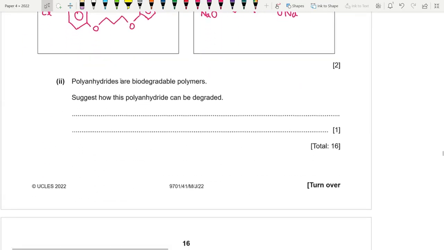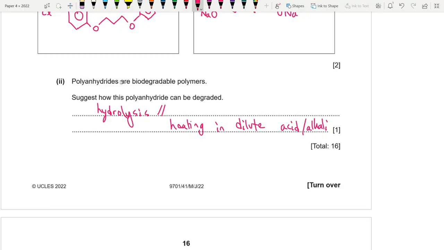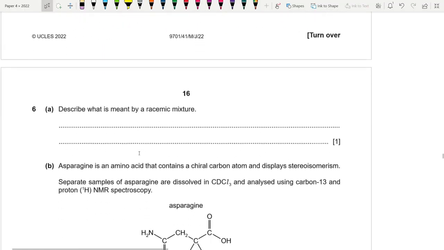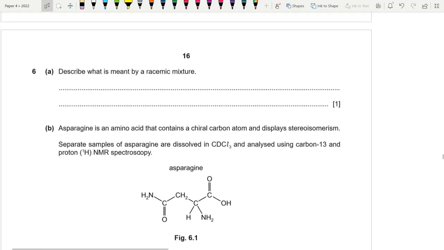Now they are biodegradable, just like polyesters. How? Mainly by hydrolysis. Okay, hydrolysis is the reaction, or you could describe it as heating in dilute acid or alkali. Okay, perfect. Guys, we have made it to the sixth question. Let's do this. We're almost done. I'm just gonna take 20 more minutes.